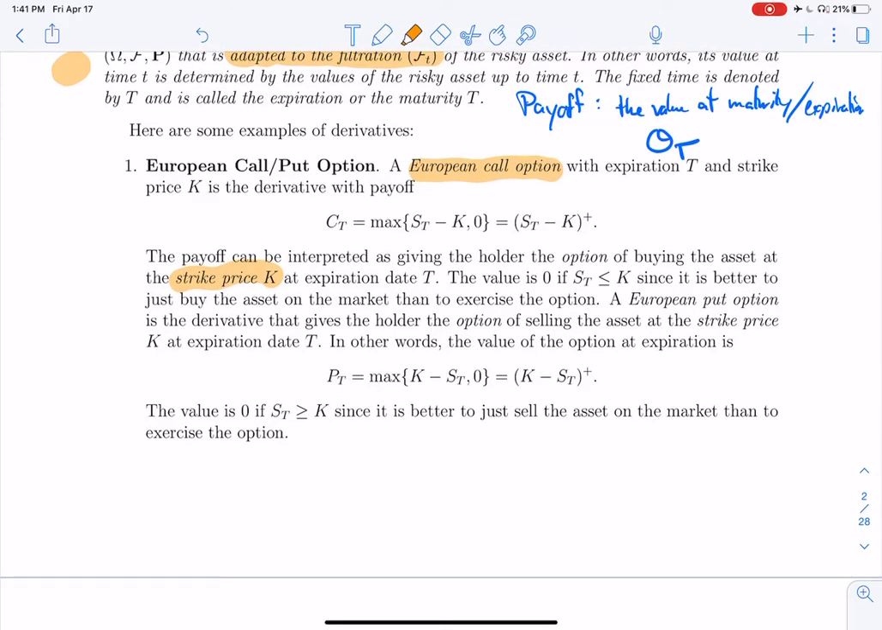What is a European put option? It's kind of the opposite bet. It's the option of selling the asset at a strike price K at expiration date T. Of course, if the asset has a price S_T which is bigger than K, I will not exercise the option. I will just sell it at the given price of the market. So this option has value 0. And if K is bigger than S_T, it's valuable to sell at price K. So this is the value of my option.